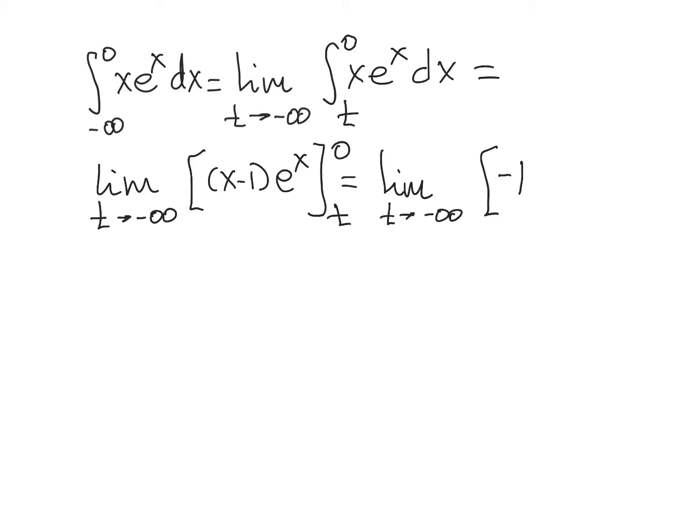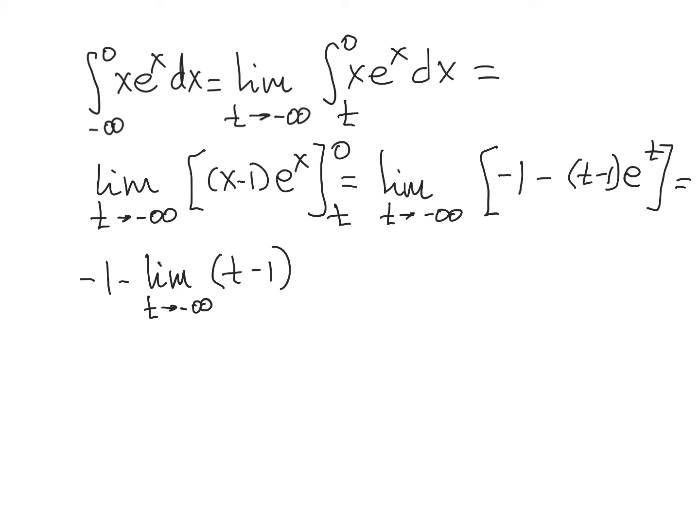And then minus, plug t in there, so it'll be t minus 1 times e to the t. And the limit as t approaches negative infinity does not affect minus 1. Therefore, we can just pull it out. And so this is minus 1 minus the limit as t approaches negative infinity of t minus 1 times e to the t. And we want to evaluate this limit.